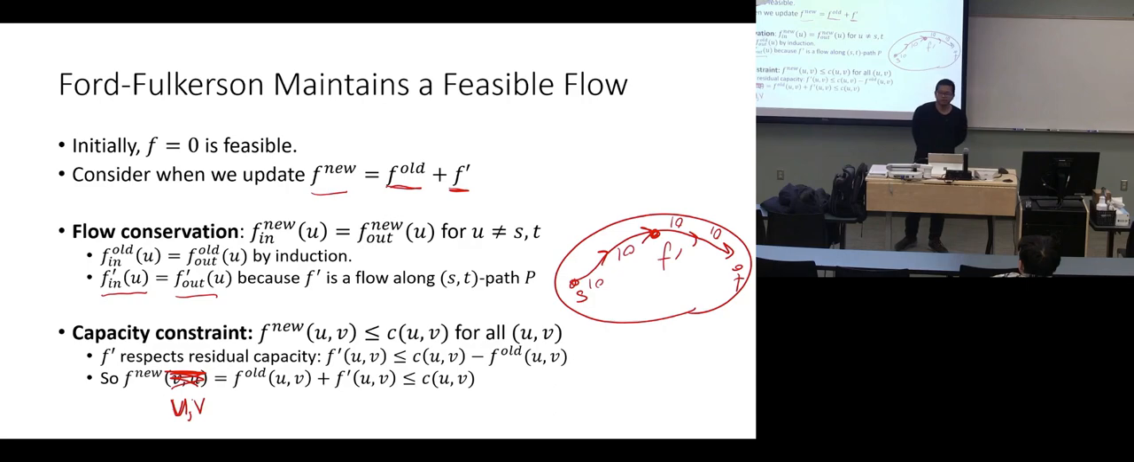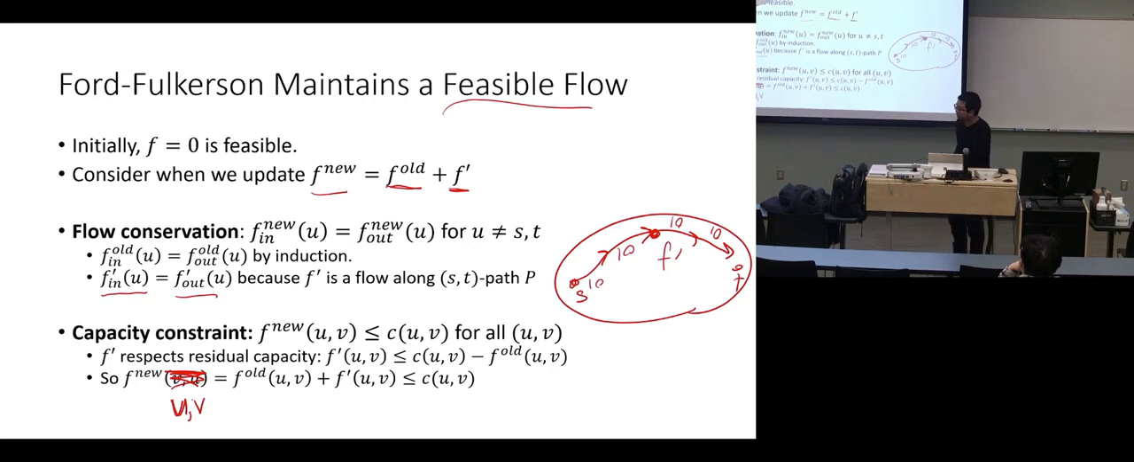This is just a calculation, but you should get an intuitive feeling just from the fact that you send flow through the residual graph and you respect the residual capacity. Just from how we define the residual graph, you will get a flow that respects capacity at all times. Okay, so it is easy to see that the flow is always feasible. And now what we want to show is that at the end we get a maximum flow.